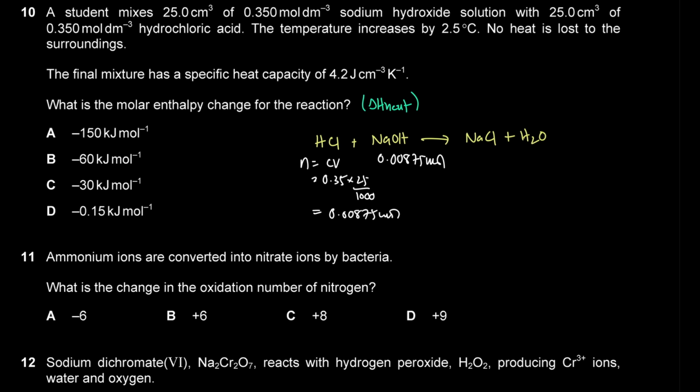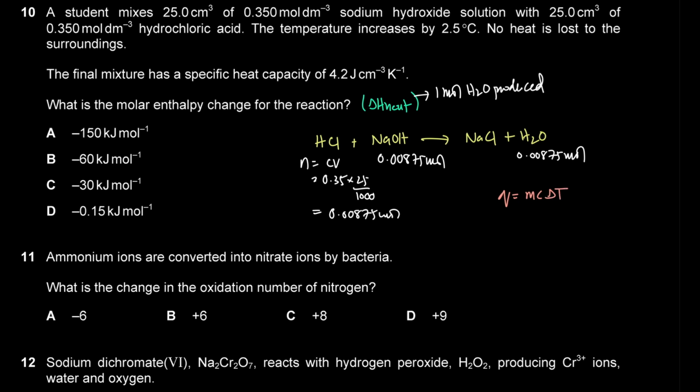And that means that 0.00875 moles of water are being produced, right? Now we need to find the enthalpy change for 1 mole of water being produced. Enthalpy change in neutralization is for 1 mole of H2O being produced. So here we first need to find the heat energy released in this reaction.